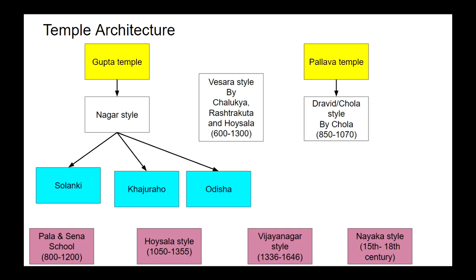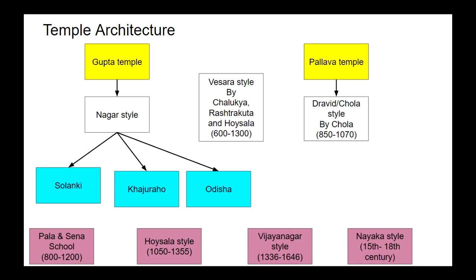And you can see the Vesara style temple architecture developed from 680 to 1300 AD. Whereas Dravidian style temple architecture developed from 850 AD to 1070 AD. So Vesara style temple architecture evolved or developed earlier than Dravidian style temple architecture.